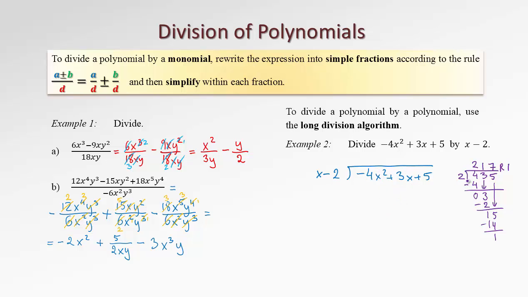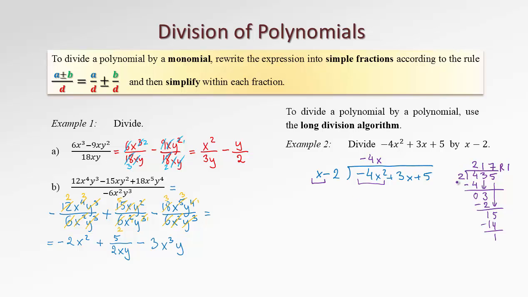Okay, so if we want to mimic this process, we're looking at the first term of the divisor, only the first term, not the whole divisor. And then we're asking ourselves how many times this first term goes into the first term of our dividend. That means we really divide negative 4x squared by x and give the answer above. So it goes negative 4x times.